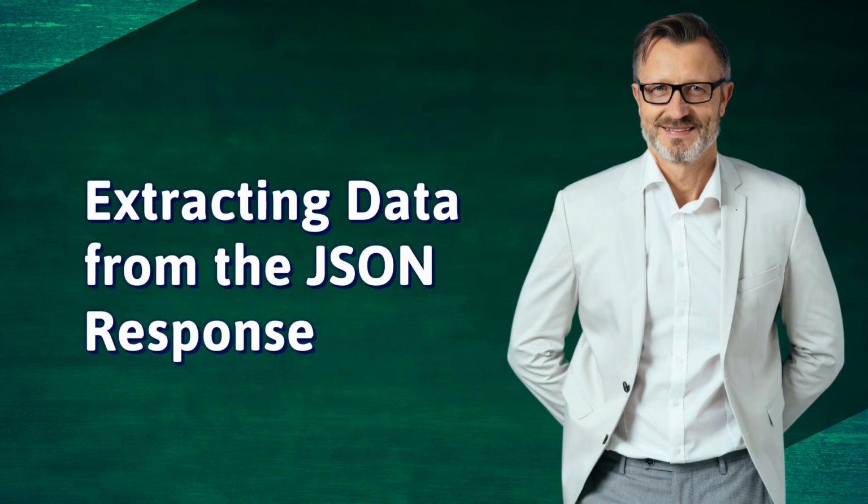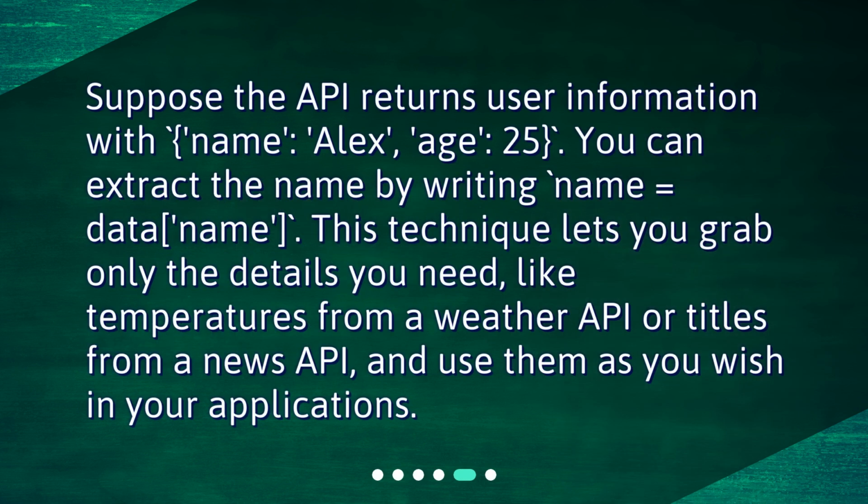Extracting data from the JSON response. Suppose the API returns user information with name: Alex, age: 25. You can extract the name by writing name = data["name"]. This technique lets you grab only the details you need, like temperatures from a weather API or titles from a news API, and use them as you wish in your applications.